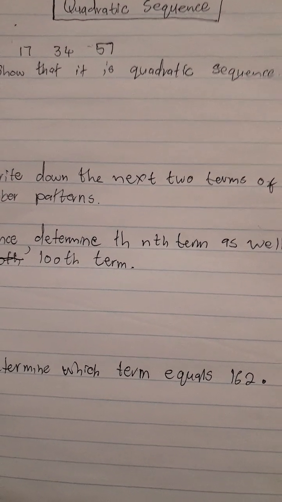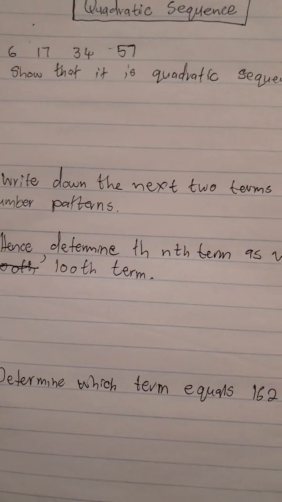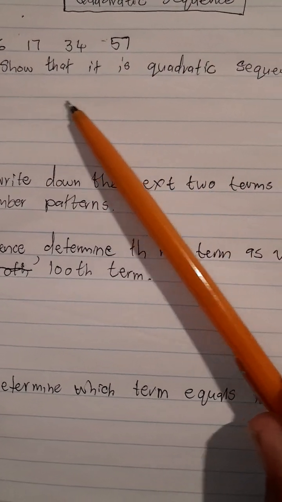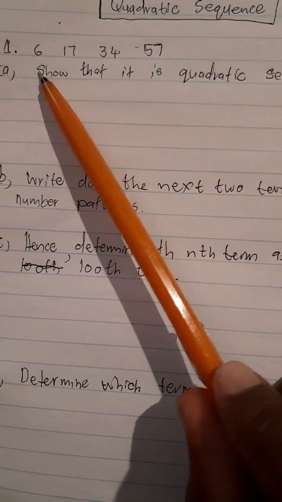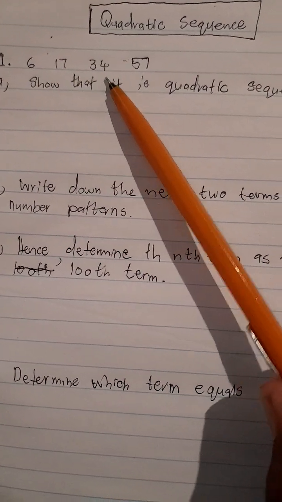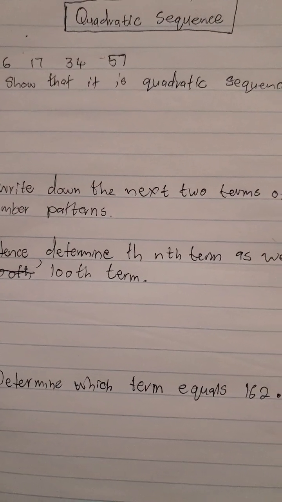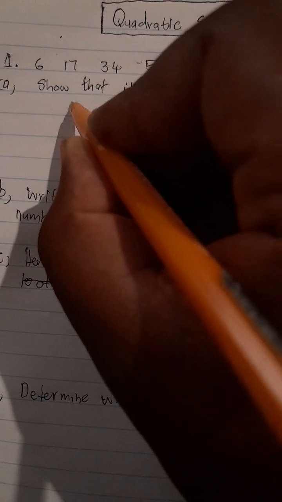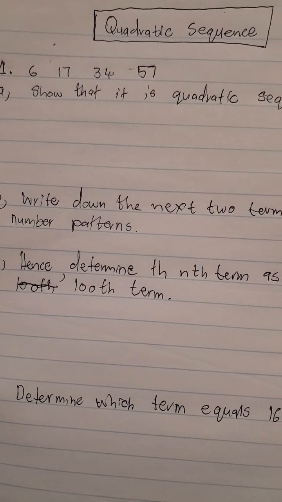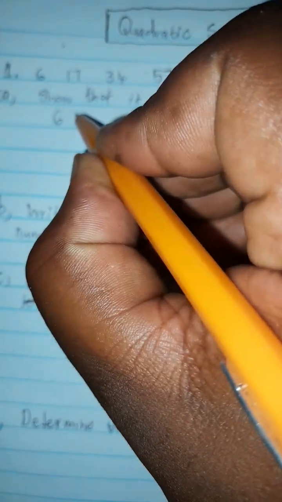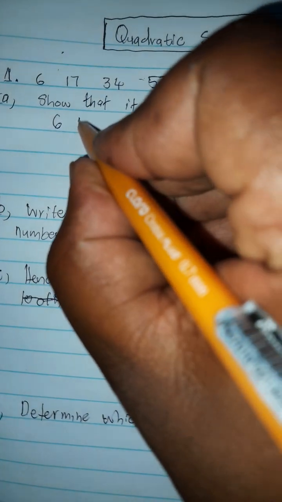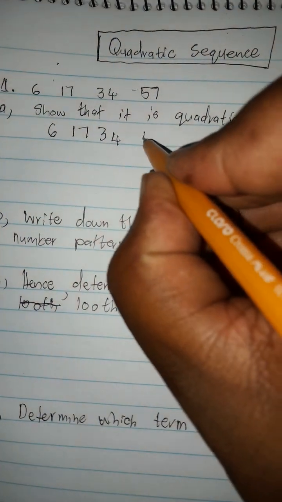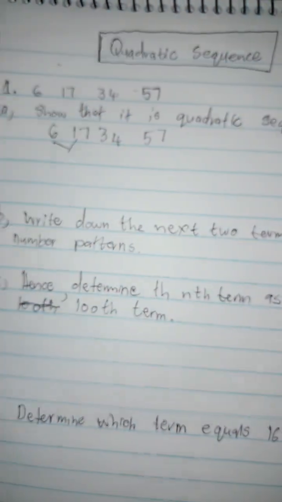So we have a quadratic sequencing. The first question requires us to show that it is a quadratic sequence, and we're given 6, 17, 34, and 57. Well guys, to make my life easy, I'll write this expression first here. So we have 6, 17, 34, 57.